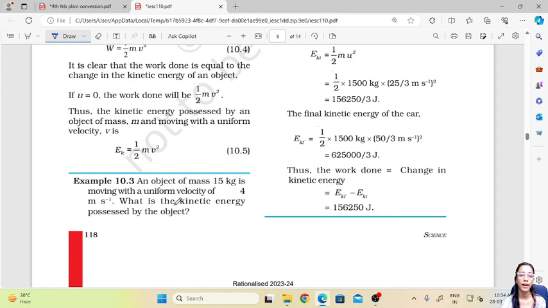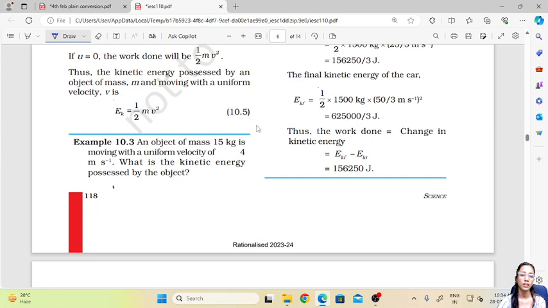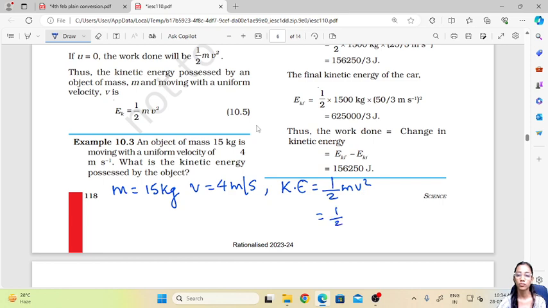So what you have to find is the kinetic energy. What is given is, mass is given as 15 kg, velocity is given as 4 meter per second. You have to find the kinetic energy. Kinetic energy is equal to half mv square. So half into m is 15 and v square is 4 into 4. 15 4s are 60.